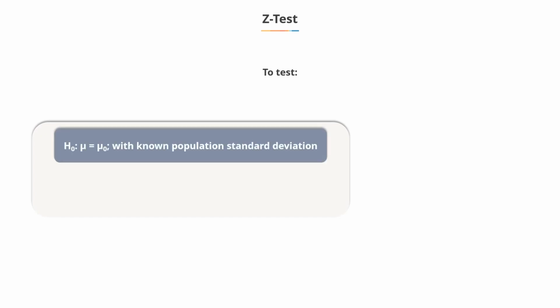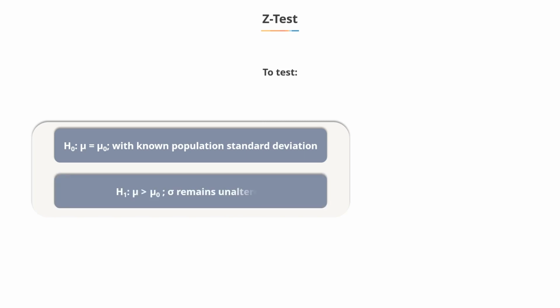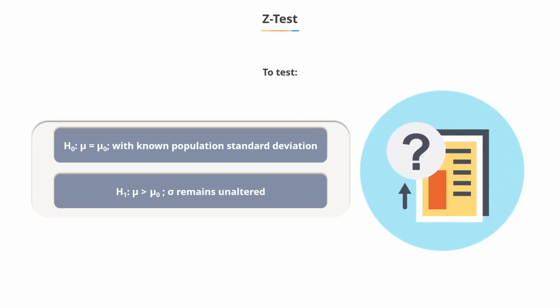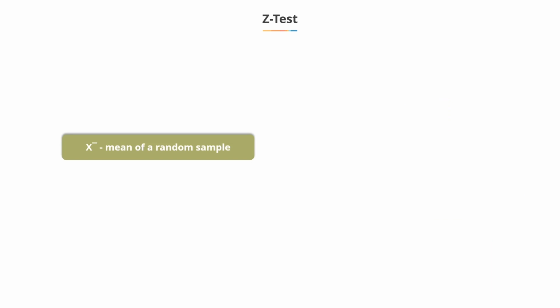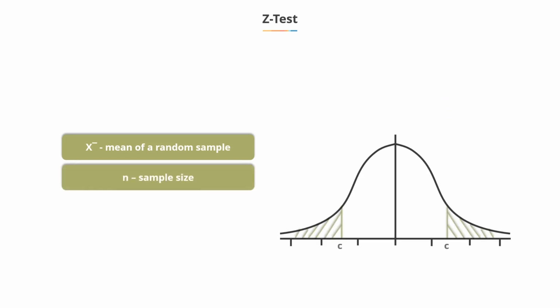Z-test. Now, let's look at Z-test. Suppose you need to test null hypothesis, mu equals mu naught for a normal distribution with known population standard deviation, and alternate hypothesis, mu is greater than mu naught, sigma remains unaltered. Suppose x bar is the mean of a random sample of n observations from the population.